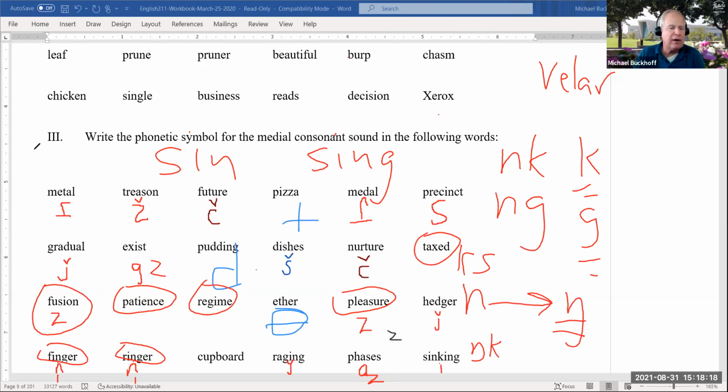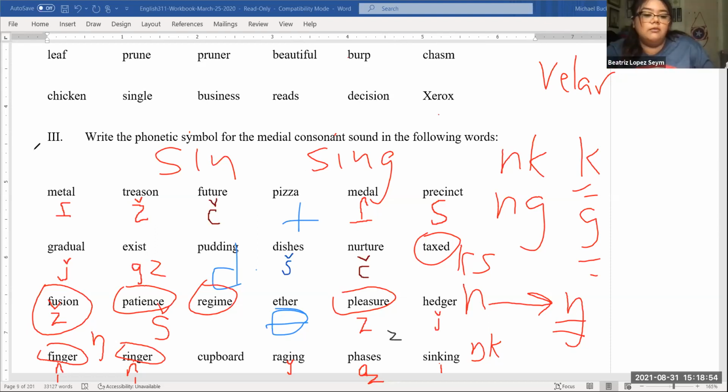Okay, let's double check. Fusion, still no cigar on that one. We have to put the little mark above it to get it. The Z hat check. Fusion. And then finger, I think we have it. Let me just make sure. It is that igma. Treason's good. Patience. Do you guys hear that SH? S hat check. Patience. You guys see that?